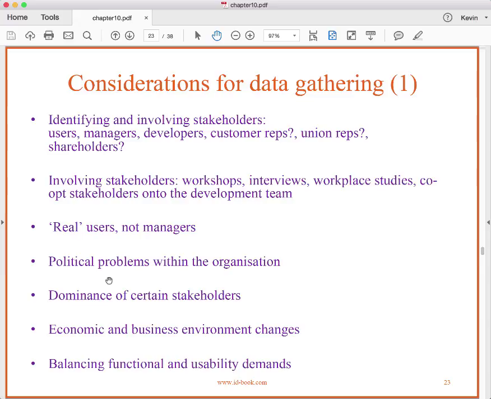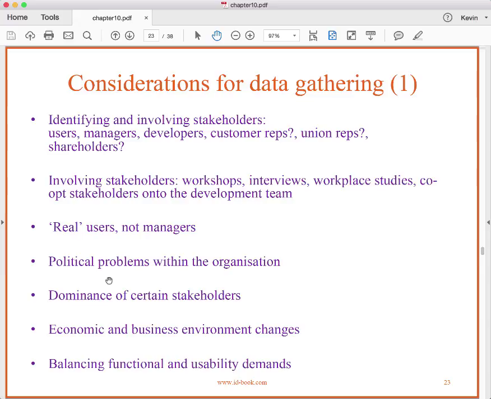Representatives, people who work with the customer, people who represent the union, people who represent shareholders. Stakeholders can run the gamut. Okay? We need to involve the stakeholders appropriately. So, depending on who they are and what they have to offer, we might involve them in workshops, interviews, workplace studies, or have stakeholders assigned to the design and development team.